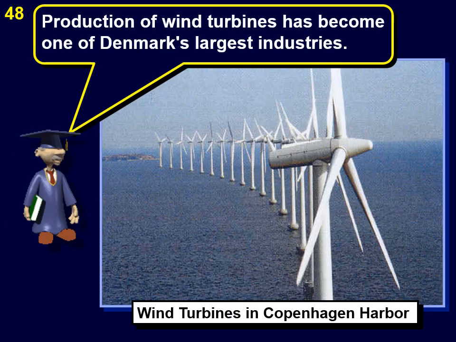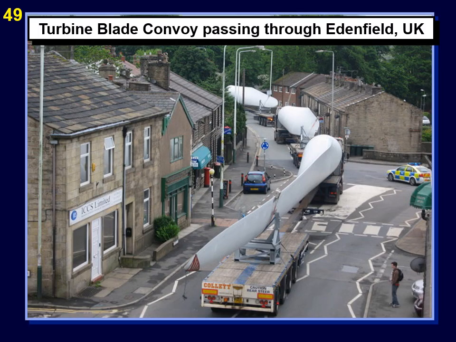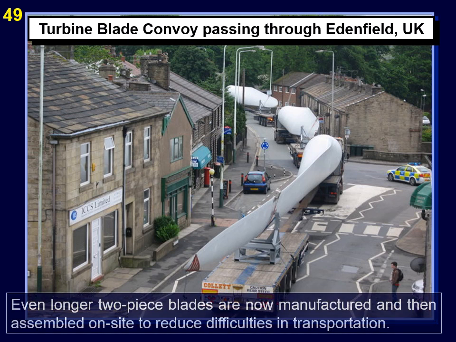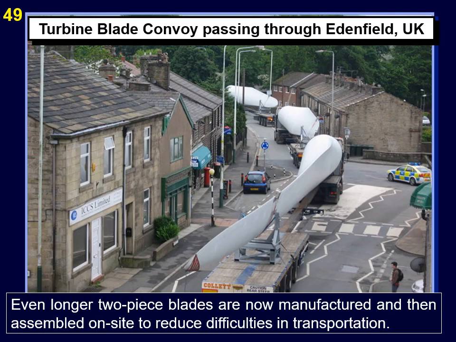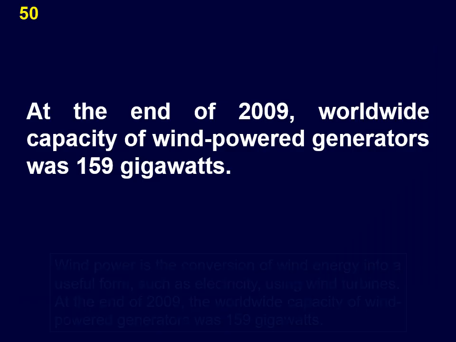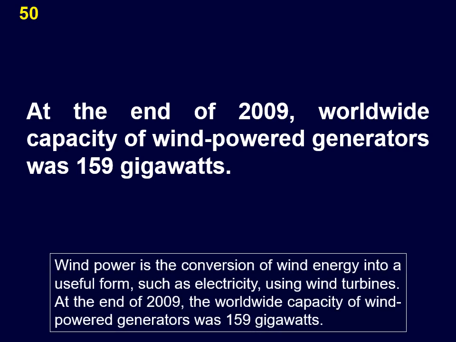Production of wind turbines has become one of Denmark's largest industries, both for domestic as well as for export. This is a turbine blade convoy passing through Edenfield in the UK. Even longer two-piece blades are now manufactured and then assembled on-site to reduce difficulties in transportation. Wind power is the conversion of wind energy into a useful form, such as electricity, using wind turbines.